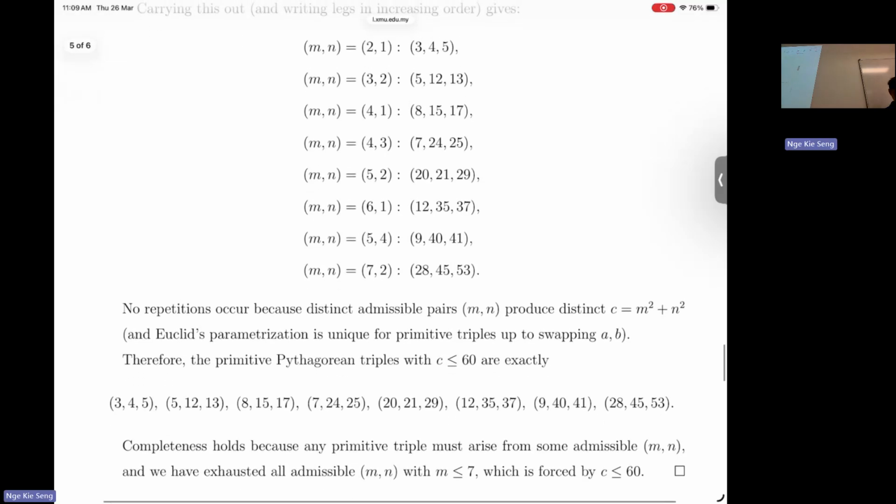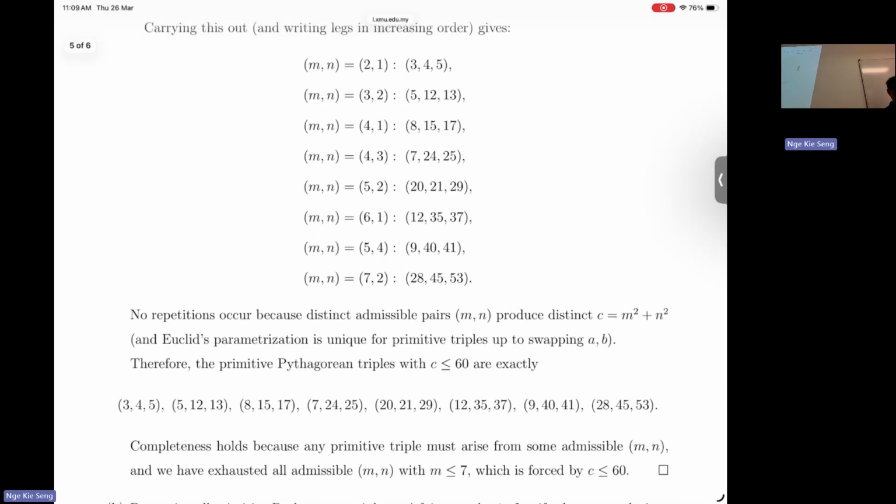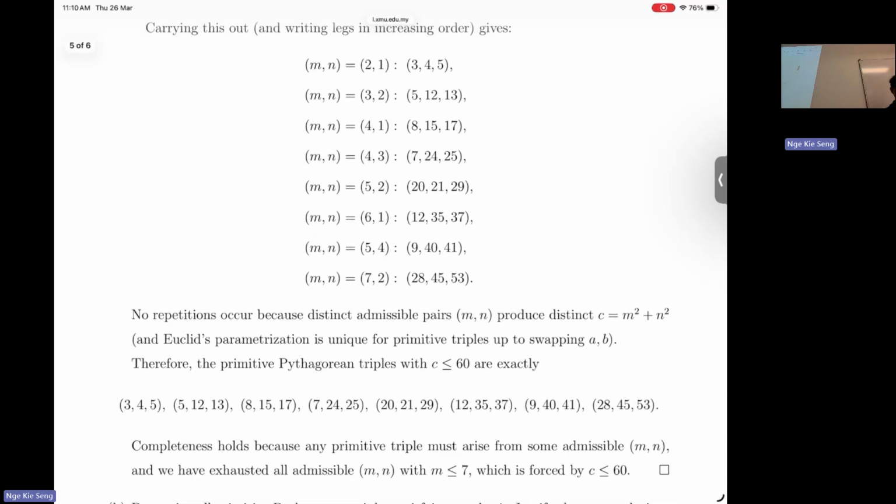And then it is complete, because we have exhausted all admissible m, n with n less than the bound. Yesterday we didn't care about primitive, we just cared about Pythagorean triples. If you care about just Pythagorean triples, you need to consider all the multiples as well. Is it clear?